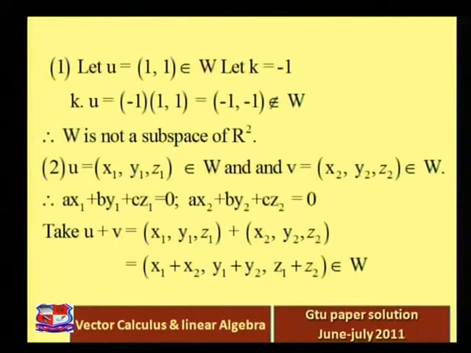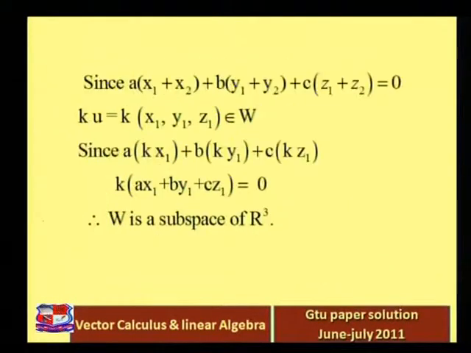Okay, so this belongs to W because of A into first coordinate, that is A into x1 plus x2, plus B into second coordinate, that is y1 plus y2, plus C into third coordinate, that is z1 plus z2. So A into x1 plus x2 plus B into y1 plus y2 plus C into z1 plus z2, definitely that is equal to 0, because we have ax1 plus by1 plus cz1 is equal to 0 and ax2 plus by2 plus cz2 is equal to 0. So that's why this condition is clearly satisfied.